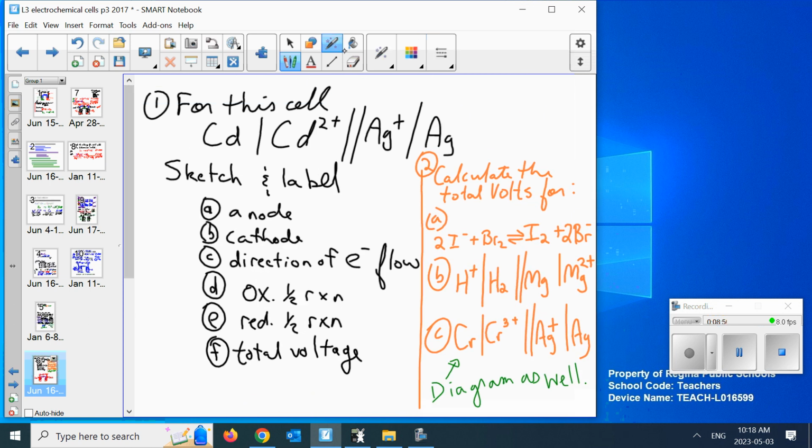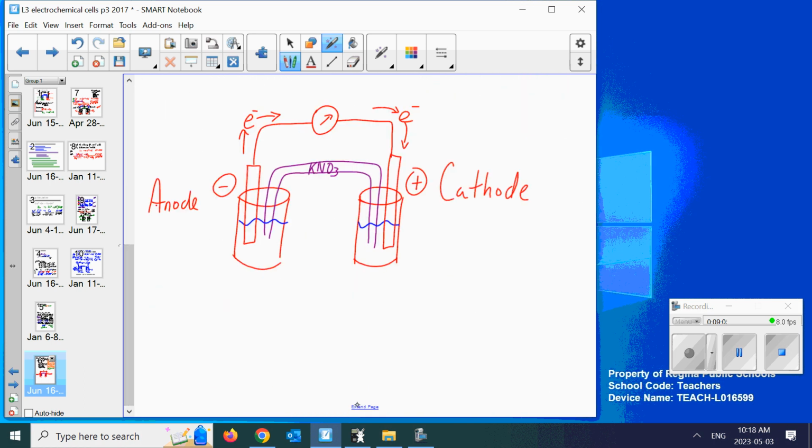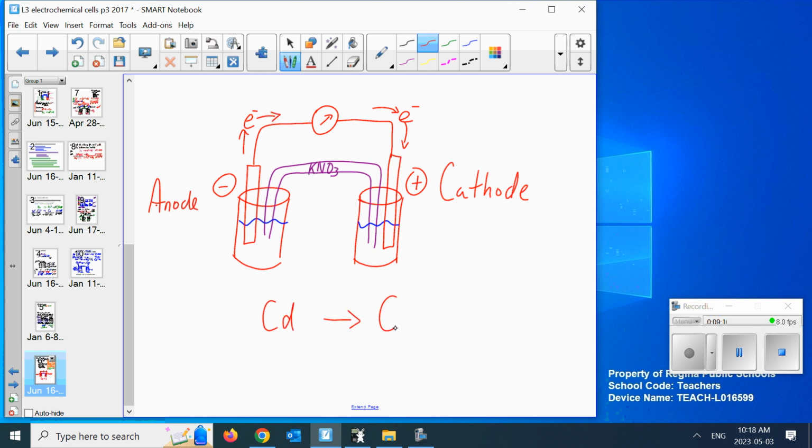Now, this notation tells me, without the full reaction, that you start with cadmium and you go to cadmium 2+. You start with silver ion and you go to silver. So I'm going to put those down. We start with cadmium, go to cadmium 2+, with a big space on the right for my electromotive force in volts. My silver ion goes to the element.